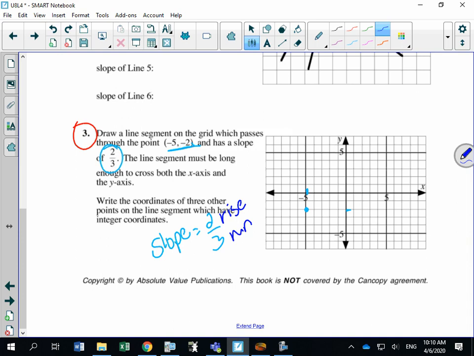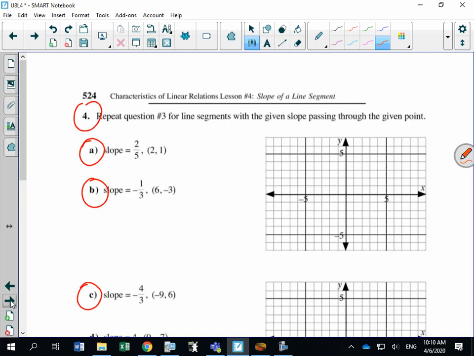So from this point, you're going to rise 2 and you're going to run 3. And that would be your next point, right? So figure out a couple more points, and then get your graph. This is the exact same thing that we just did.